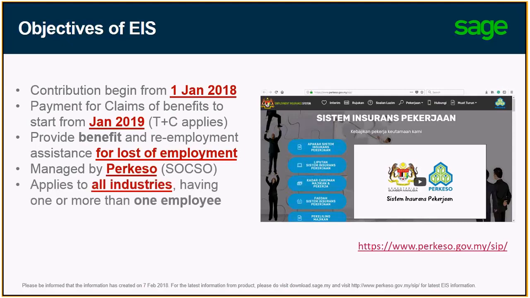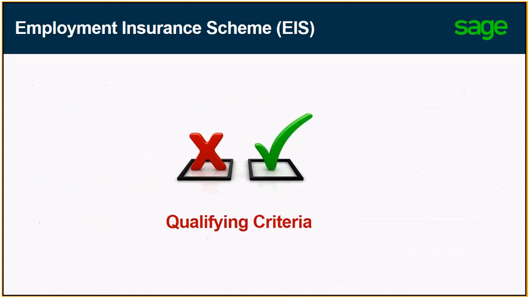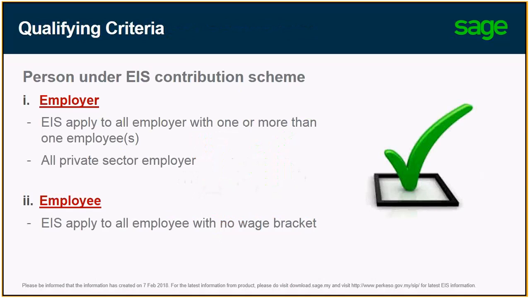And this EIS is applied to all industries as long as there are one or more employees, and applies to all employees except those described in the First Schedule. I'll touch on that later on. Let's see the qualifying criteria for the EIS.